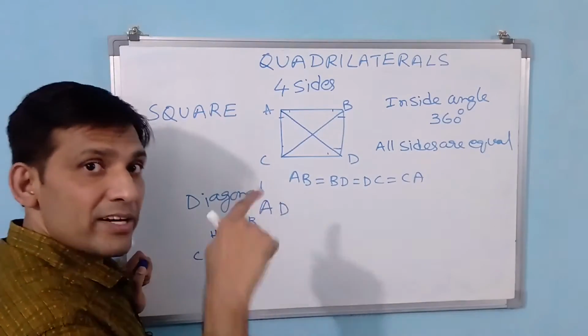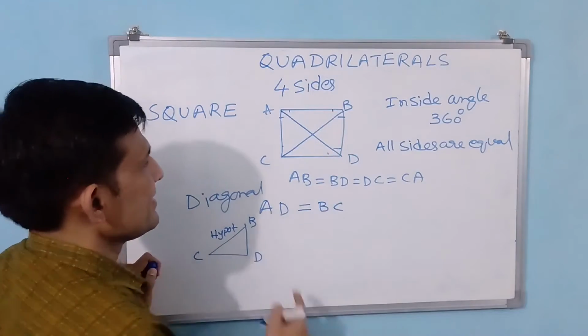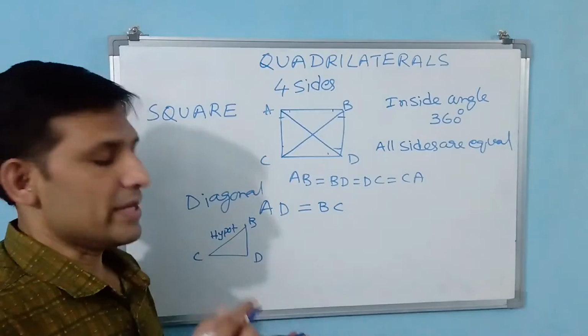In a square, diagonals are equal. That means AD is equal to BC. This is also a property of a square.